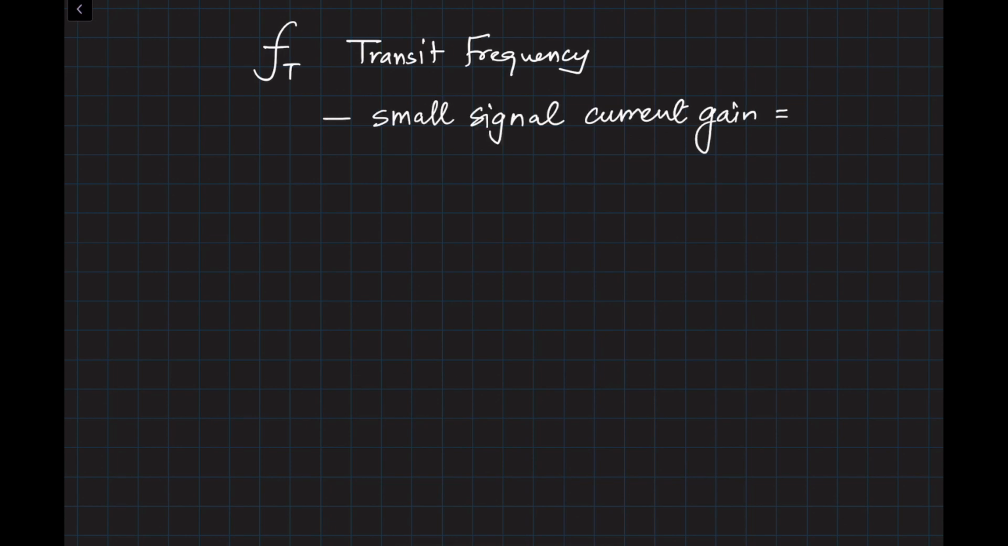For any device, we'll start with a bipolar device. So Ft is a measure of intrinsic speed of the transistor, defined as the frequency at which the small signal current gain of the device falls to unity. So small signal current gain equal to 1. That's when we define Ft. So let's derive this for a bipolar transistor.